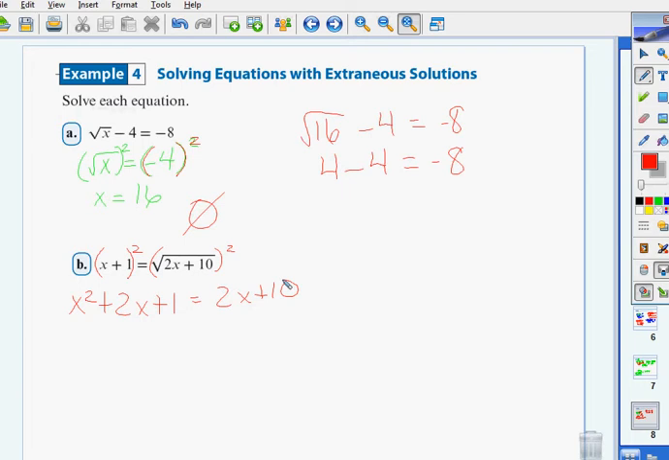So let's just bring everything over. Or what do you recommend? X squared minus 9 equals 0. Good. Do you see that this can be factored? What does it factor into, Kaylee? X plus 3 and x minus 3. Okay, so what are my two values of x, Noah?